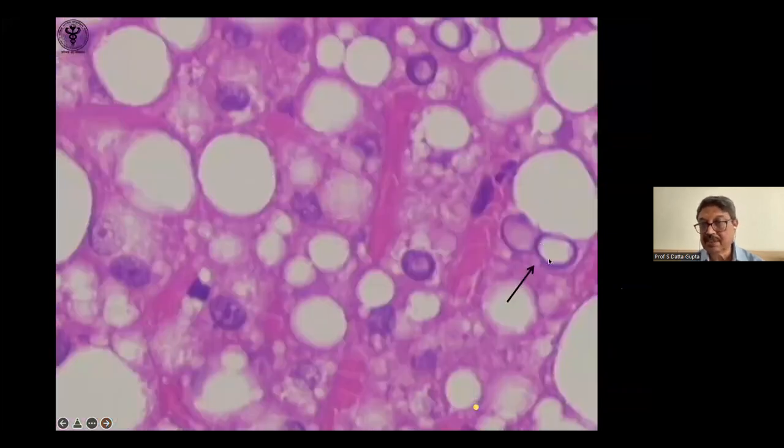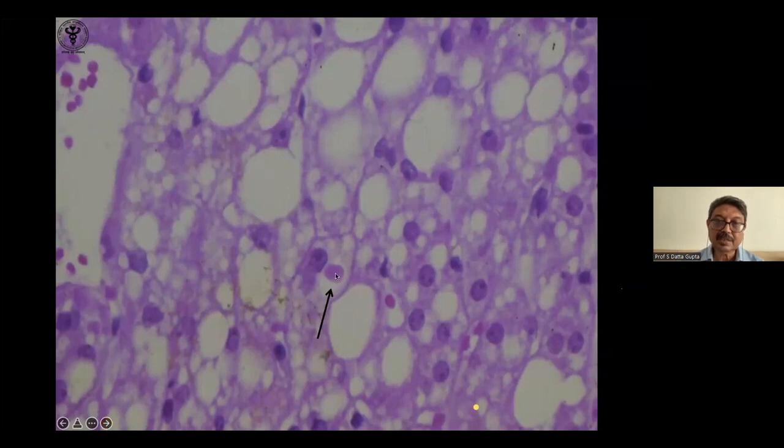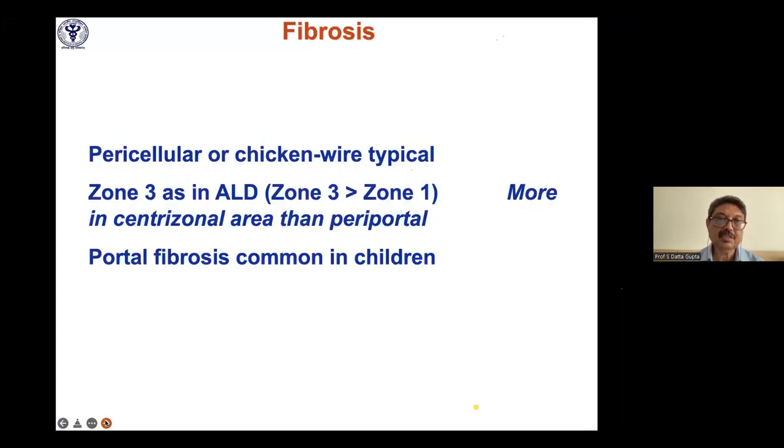These are glycogenated nuclei, which look absolutely blank. You can get it in Wilson's disease, you can get it in diabetics, you can get it in NASH, right? These are mega mitochondria. They're not alpha-1 antitrypsin bodies, they're large mitochondria, right?